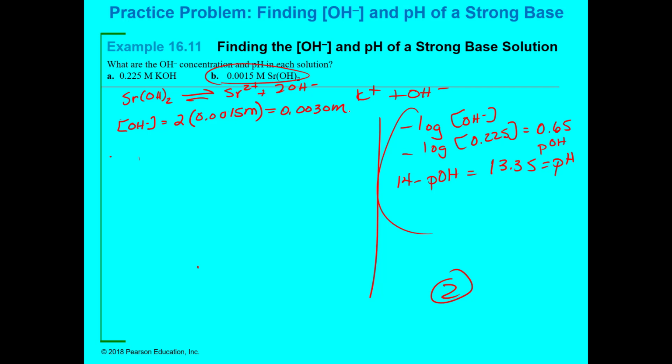And then again, you can work it either way. So I'm going to take the negative log of 0.0030, which is going to be the pOH. And that's going to give me 2.52, and then 14 minus 2.52 should give me 11.48 as the pH.